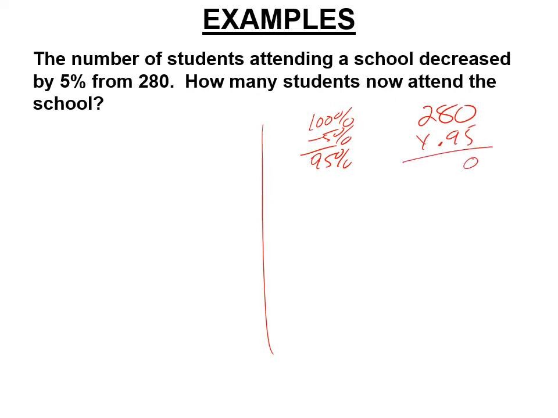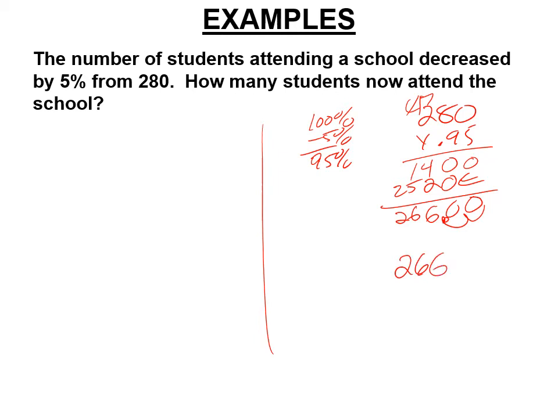5 times 0, 5 times 8 is 40. 5 times 2 is 10, plus 4 is 14. Step over, 9 times 0, 9 times 8 is 72. 9 times 2 is 18, plus 7 is 25. And move the decimal twice. So there are 266 students there now, right? They're 5% less. There used to be 280.